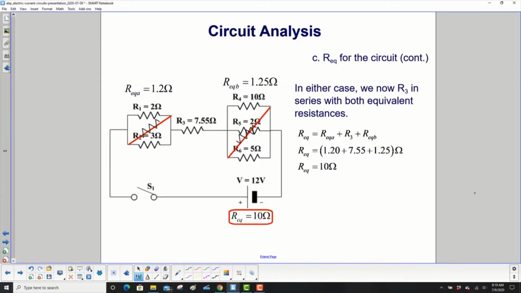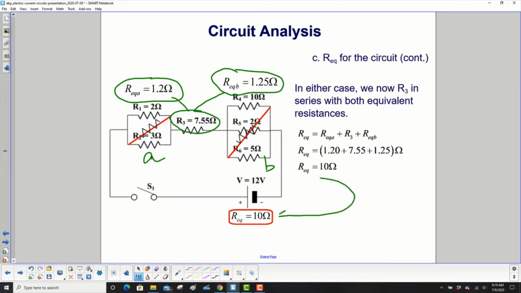Now find the equivalent resistance for the circuit. Well, here's our equivalent resistance A, so we're going to label this group A here, and this group here we've labeled B. You have the resistor in the middle, R3, and here's your equivalent resistance B. We could also have said that's our equivalent 4, 5, 6. So we're just changing notation here so you can see the different ways you can do this. So they're in series. However you label them, we add them together and we get an equivalent resistance of 10 ohms, which we then put right down here by the battery.